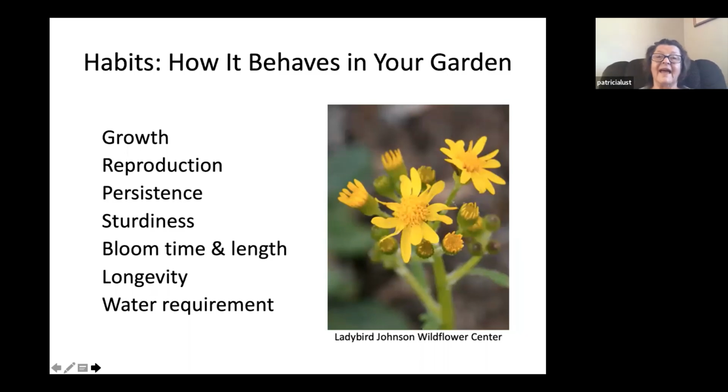So as you're looking at how it behaves in your garden, some things we're going to talk about are its growth habits, how it reproduces, and persistence. Persistence being, does it reproduce too much, or do you just let it alone, or do you have to do something with it to keep it under control?